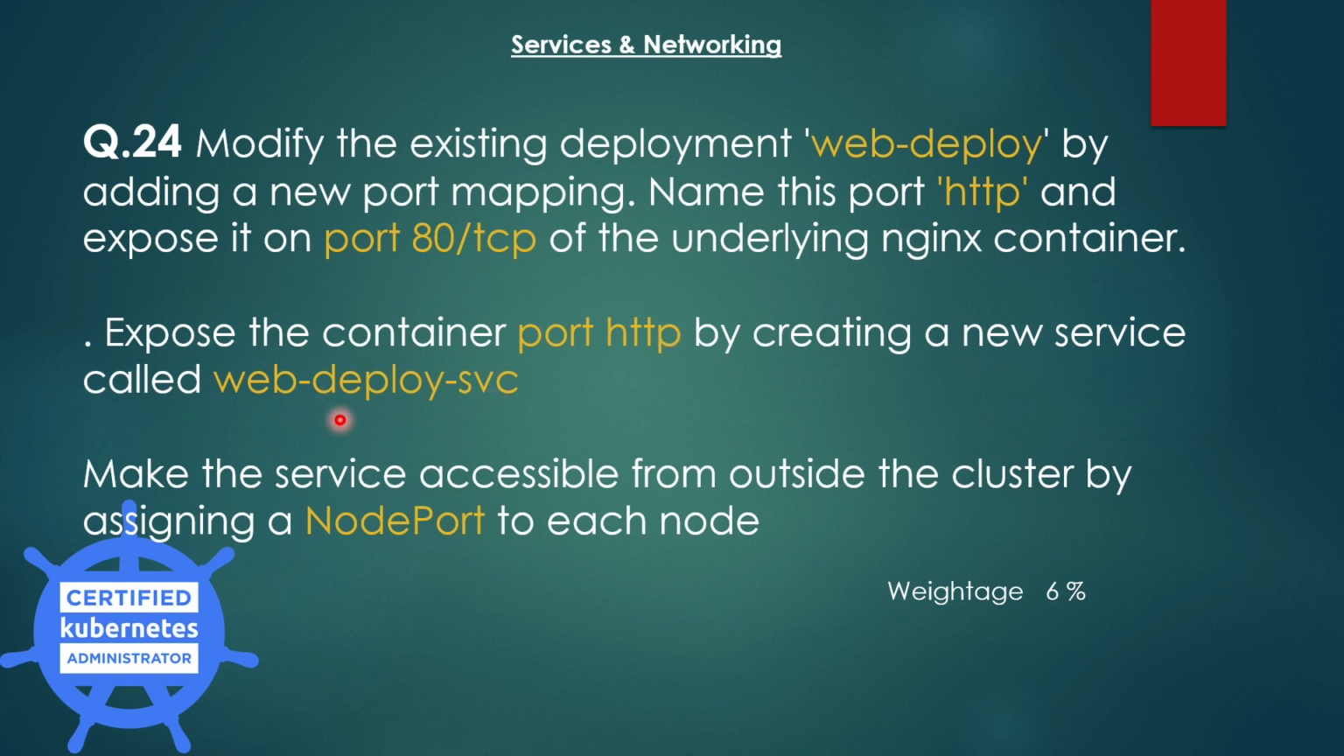Expose the container port HTTP by creating a new service called WebDeploySVC. Make the service accessible from outside the cluster by assigning a node port to each node. What does it mean? You can find an existing deployment in the cluster. You have to edit the deployment and add the container port 80, name the port HTTP, and also mention the protocol as TCP. Once completed, we have to expose it through NodePort. Okay, let's do it.